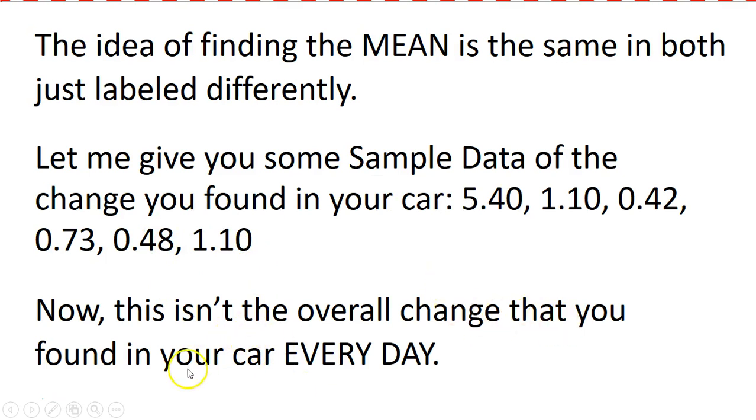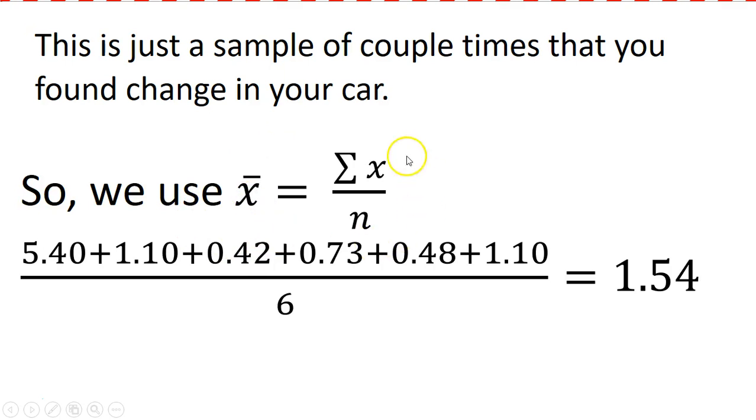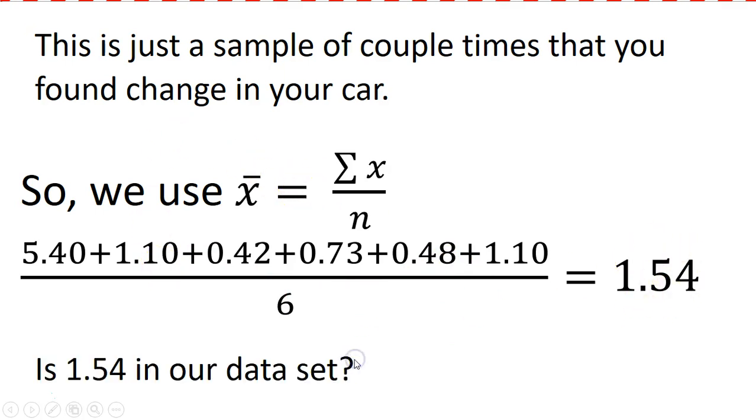This isn't the change that you found in your car every day ever, which is why we're saying this is a sample of a couple of times that you found change in your car. This is just a sampling. If this is just a sampling, that's why I'm going to use the sample formula. So I take all of them, add them all up, divide by 6, and I end up getting that. So I should roughly get about $1.54 every day in my car. That's basically what it means. That's the average. When I randomly look, I should be able to find about that in my car.